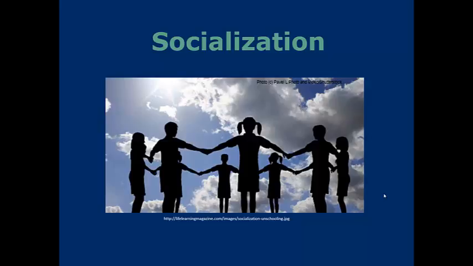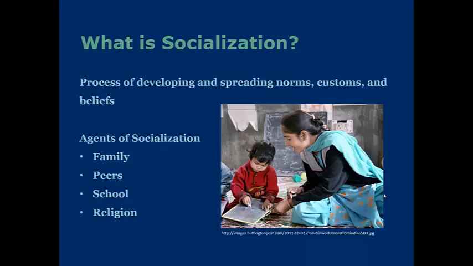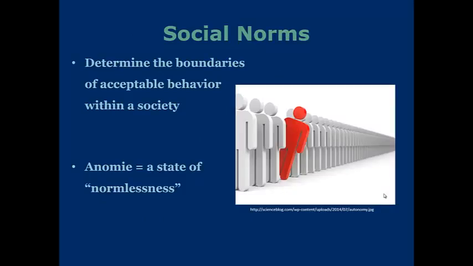Now that we've gone over some basic definitions, let's go into socialization. What is socialization? Socialization is the process of developing and spreading norms, customs, and beliefs. There are various agents of this. For example, you have your family, your peers, school, and religion. Socialization leads to the formation of social norms, which determine the boundaries of acceptable behavior within a society. When there are no social norms, you're in a state of anomie.